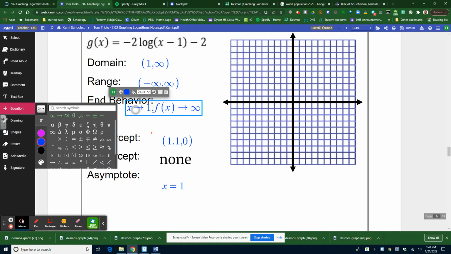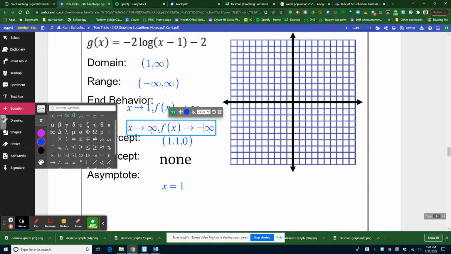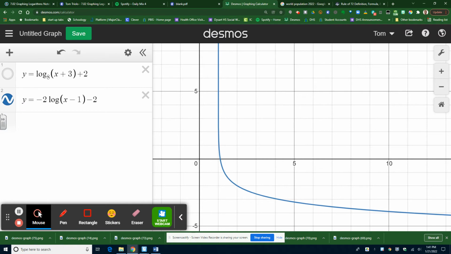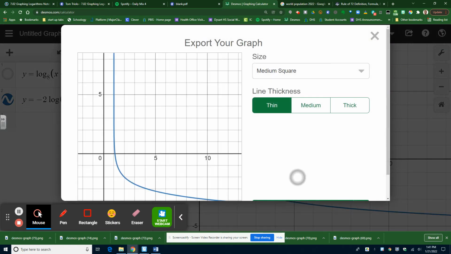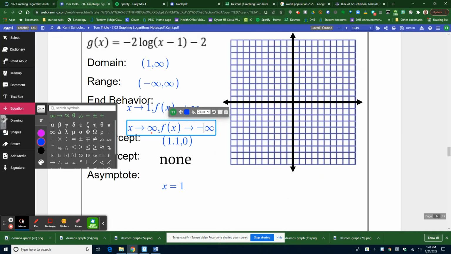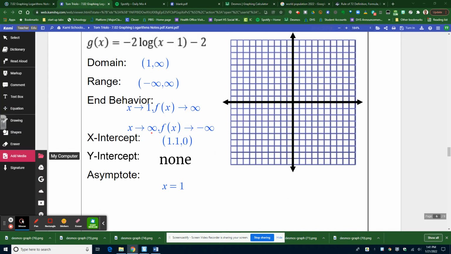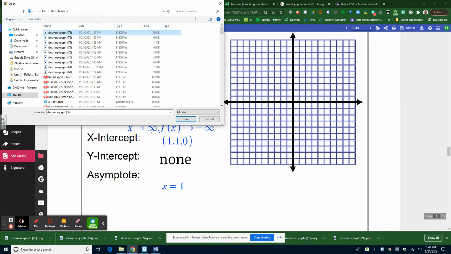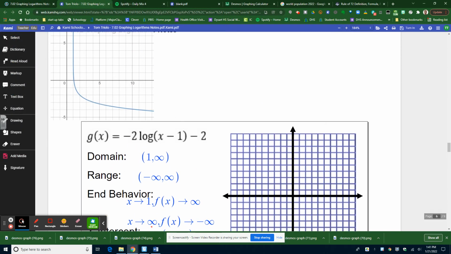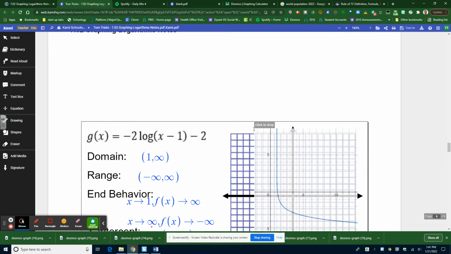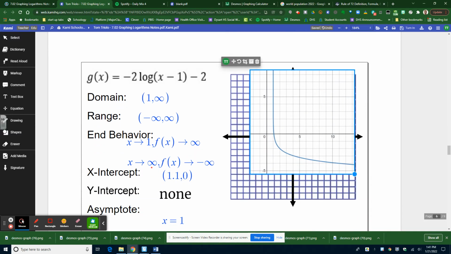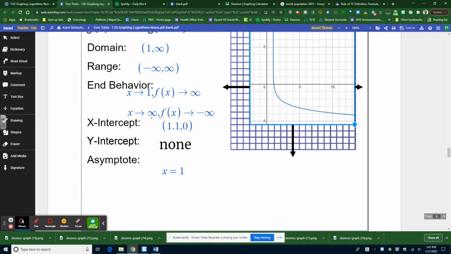And then if I go to the right, so a little copy and paste action, Control A, Control C, Control V. As x approaches positive infinity, does it go up? Nope, it goes down. Very, very slowly. So again, we go to Desmos, export the graph, download it, back to Jimmy, add media, folder. There we go. Questions?